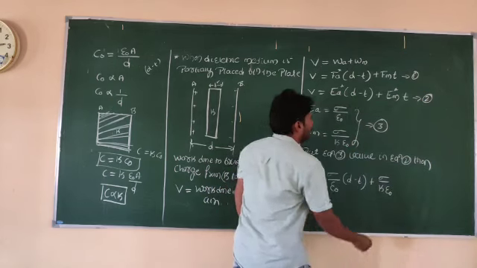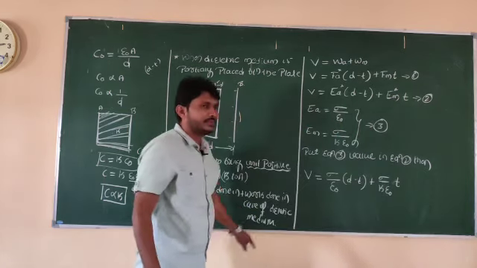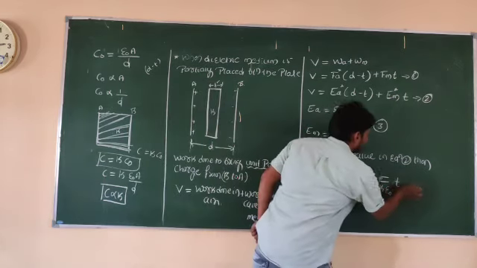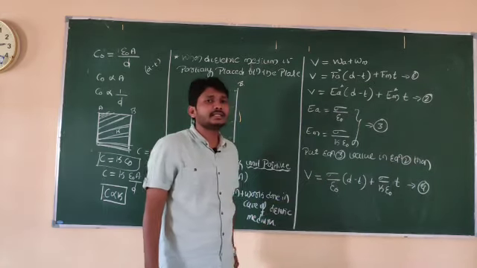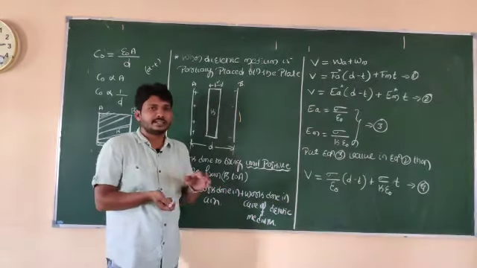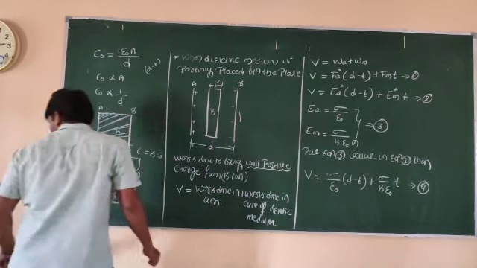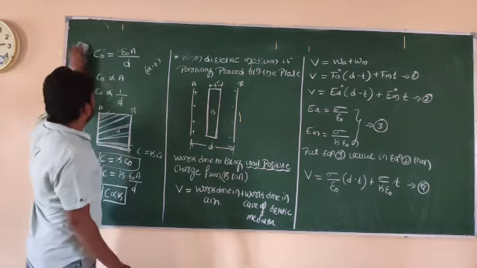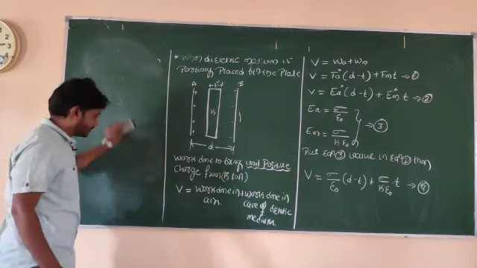K epsilon naught into t here. So that is V is equal to this much. Now sigma is nothing but a surface charge density. So that is nothing but sigma is equal to Q by A here. So let me write that equation where sigma is nothing but a surface charge density.